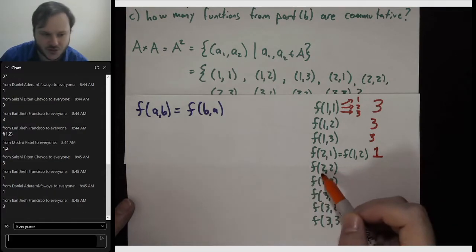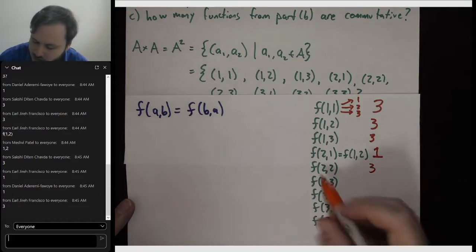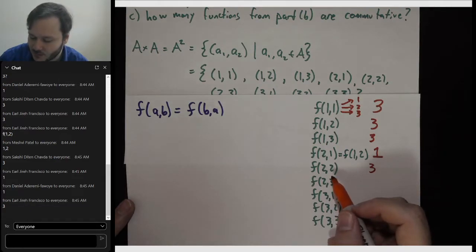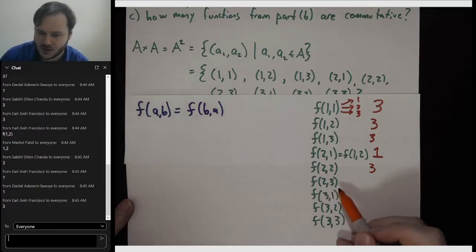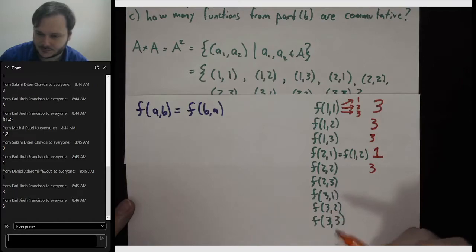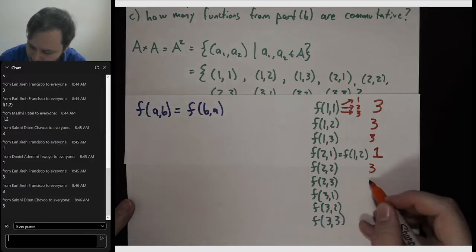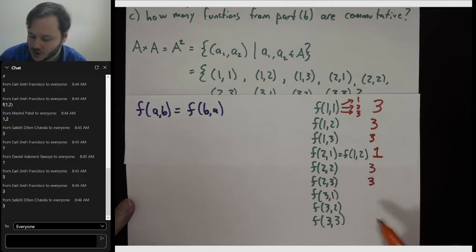I'm back up to 3 choices, right? There's no restrictions on f of 2 comma 2. Nothing that came before it was already chosen. What about f of 2 comma 3? Also 3 choices. No restrictions yet. Nothing's forced it one way or another.